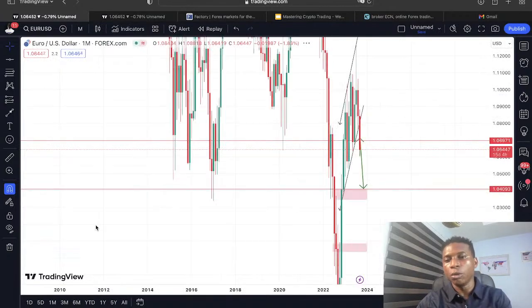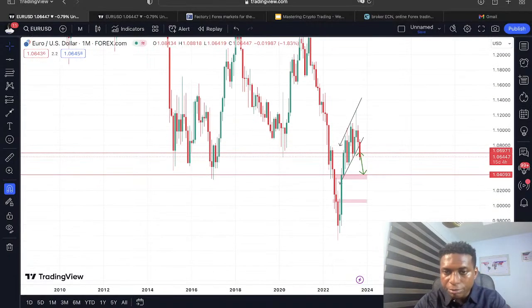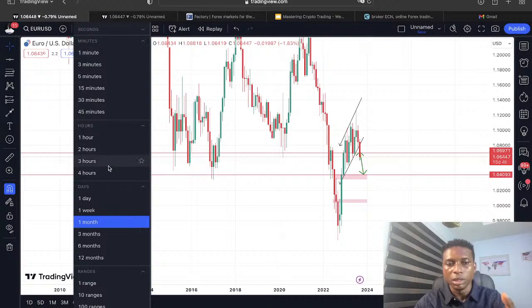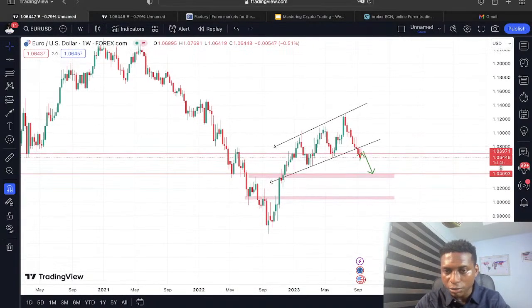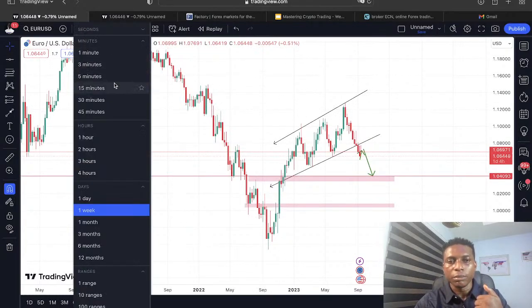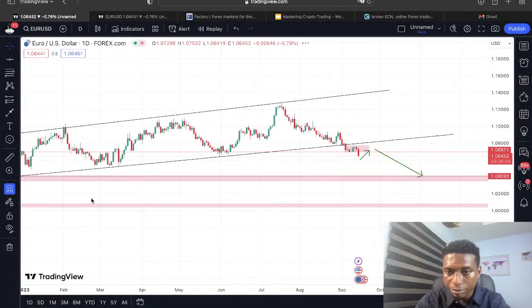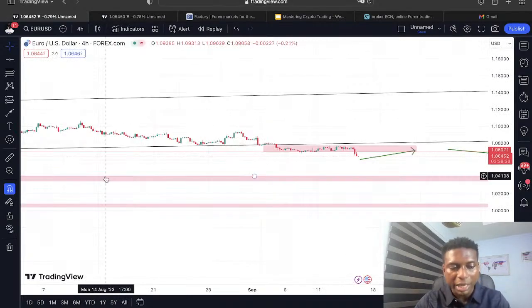When we look at it from the monthly time frame down to the weekly time frame, down to the daily time frame, down to the 4 hours time frame.